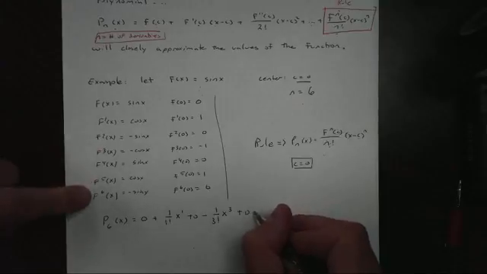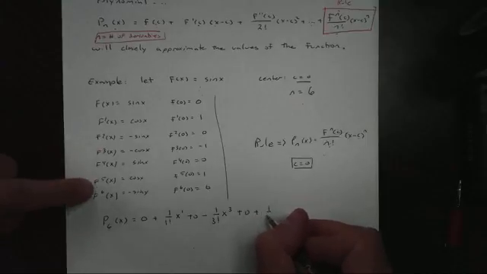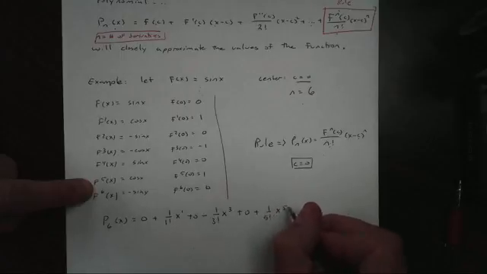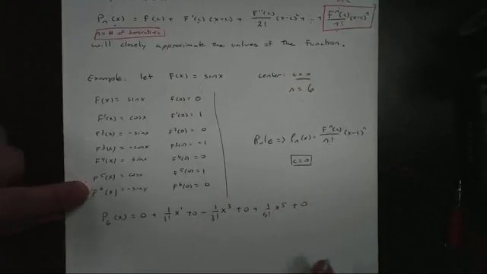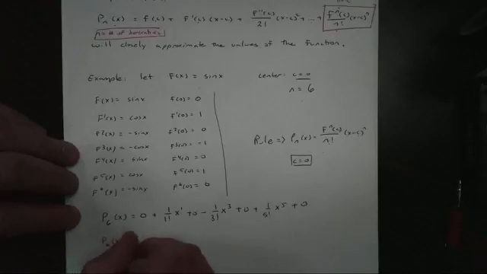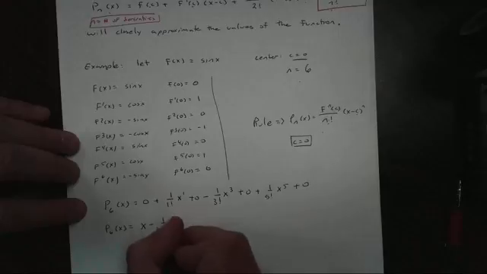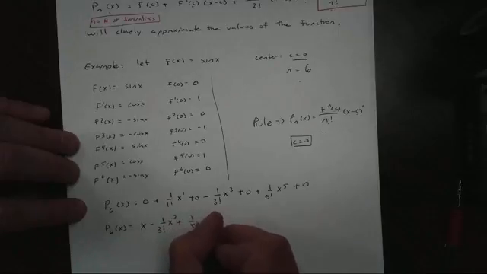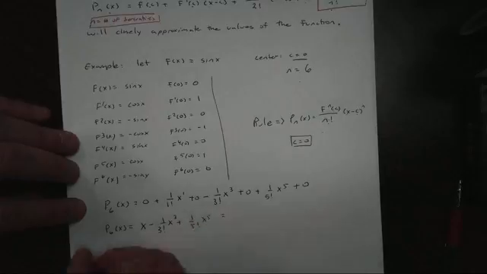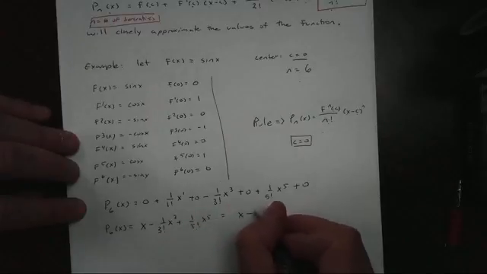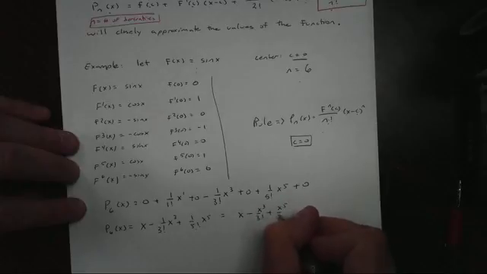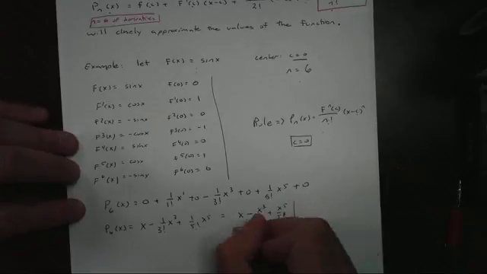Plus 0 plus, this becomes 1 now over, now my n is 5, 5 factorial x to the 5th plus 0. And I can simplify that. This just gives me x minus 1 over 3 factorial x cubed plus 1 over 5 factorial x to the 5th. And I'm going to rewrite that again. That looks nasty. x minus x cubed over 3 factorial plus x to the 5th over 5 factorial.